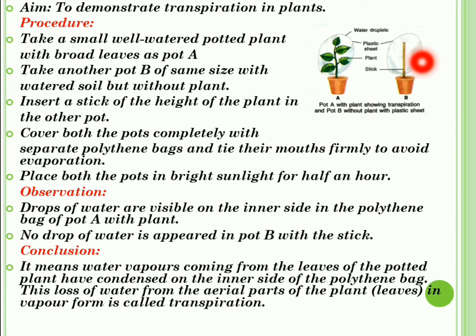We conclude that water vapors coming from the leaves of the potted plant have condensed on the inner side of the polythene bag. This loss of water from the aerial parts of the plant, that are leaves, in vapor form is called transpiration, which does not take place in pot B due to absence of plant. It means transpiration takes place in plants through leaves.